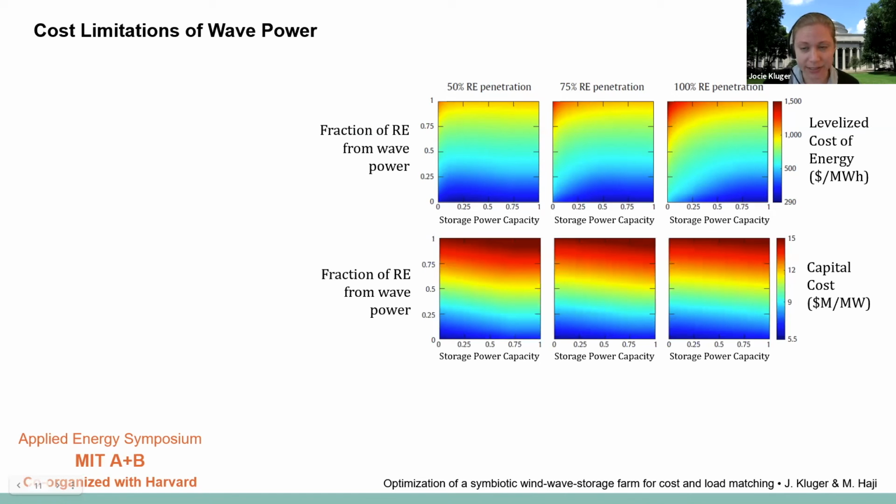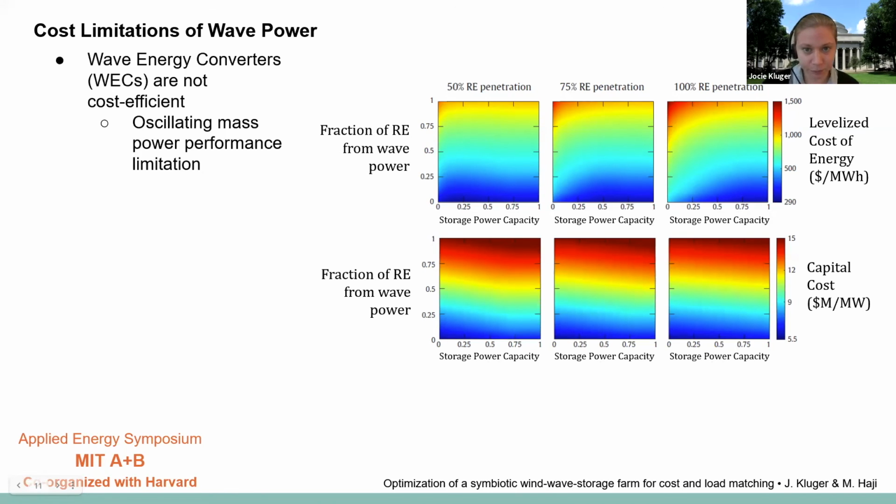In these plots, we can see that the capital cost of the farm increases much more rapidly when you replace wind power with wave power compared to adding storage capacity. And this trend holds across all renewable energy levels. On the previous slides, we saw that adding wave power decreases the curtailed power and improves the farm to grid efficiency. But here we see that the cost of energy is dominated by the capital cost of the systems.